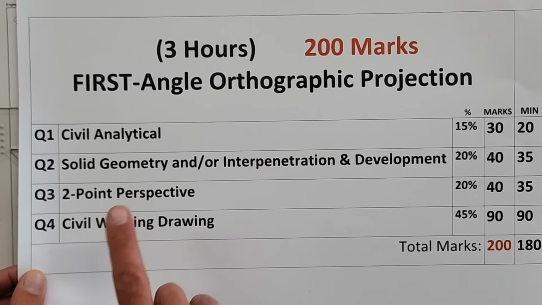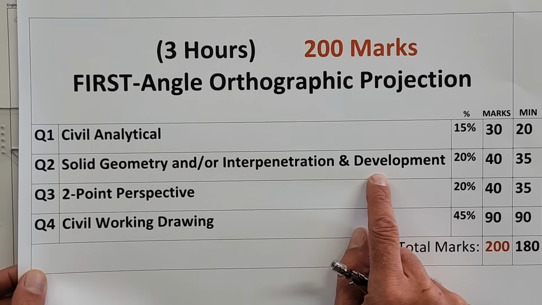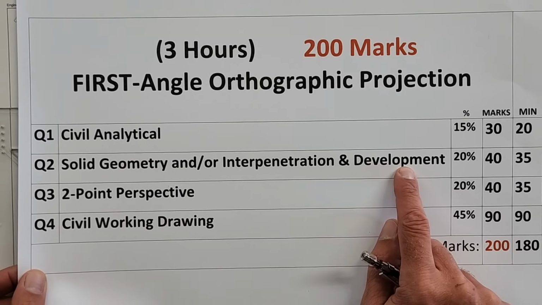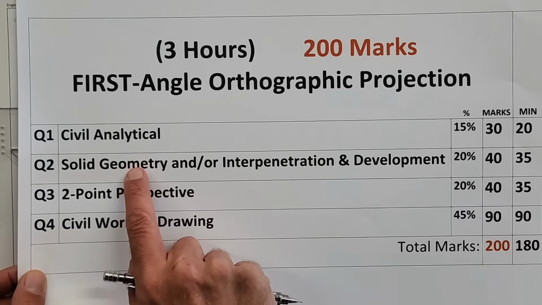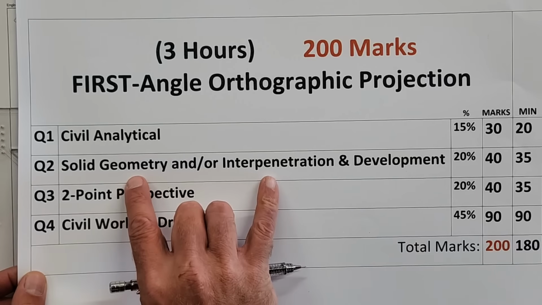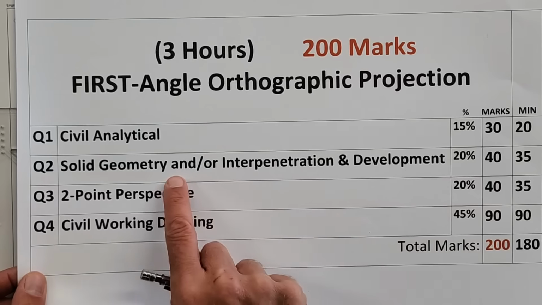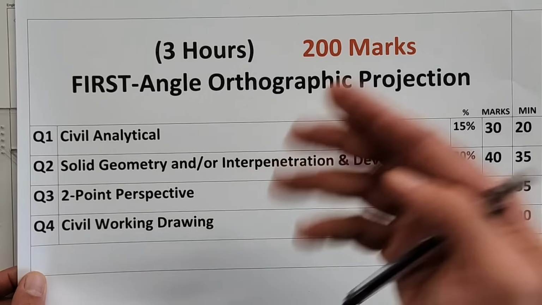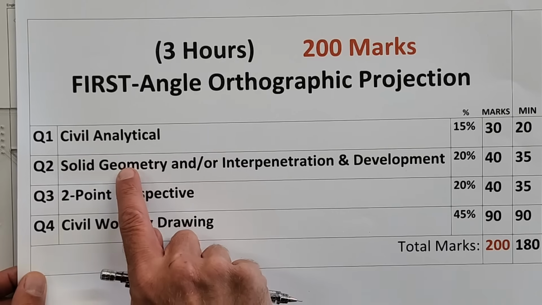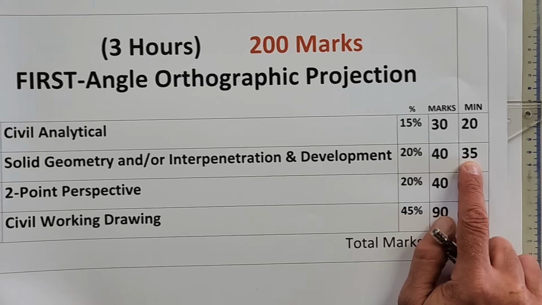Question 2, and this is key. It's a solid geometry or interpenetration development, or it can be a solid geometry and interpenetration development. Okay? So it can either be a solid or interpenetration, or it can be both of them. So you can't go into this exam thinking I can aim for one and miss the other one, because I'm thinking they're probably going to give both of them. The reason for that is it gives learners a better opportunity to excel, because they're testing two concepts here. So you have to prepare for both of them. In total, it's 40 marks and 35 minutes for that paper.